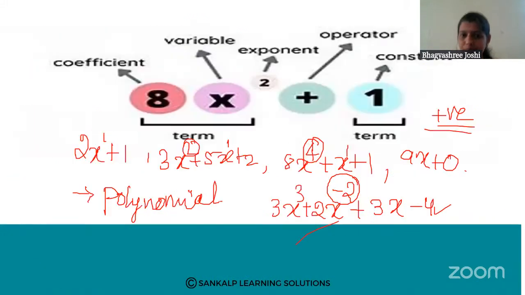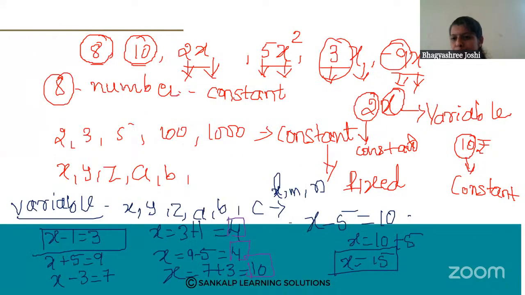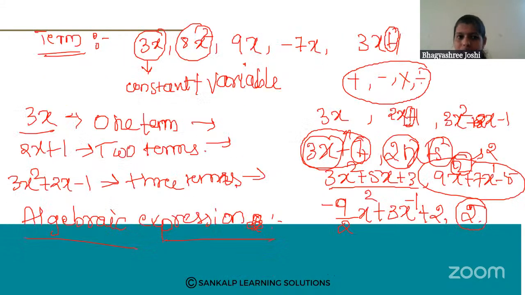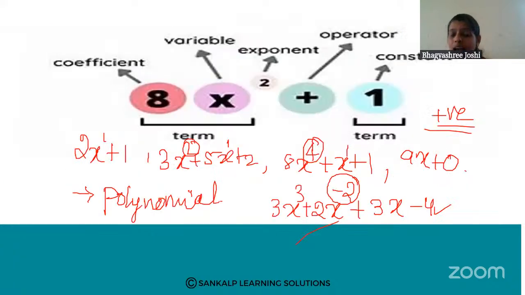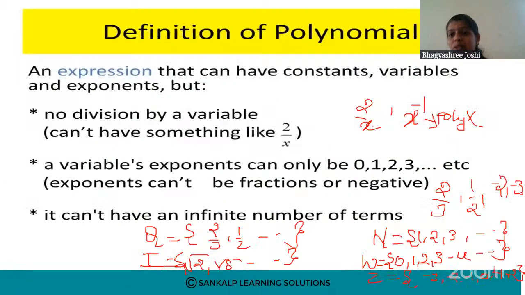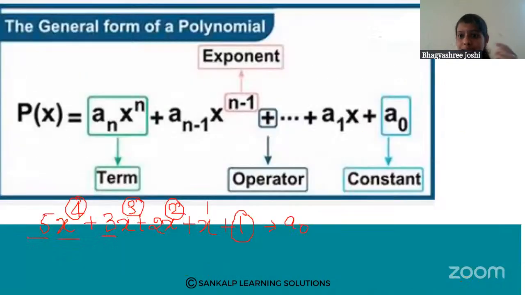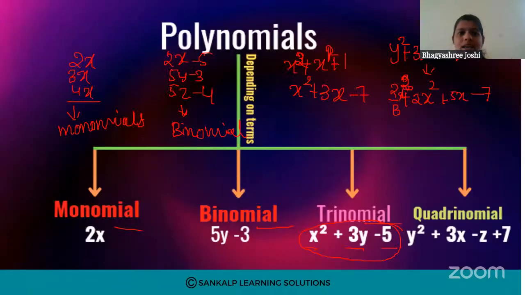See, yesterday we discussed the constant, variables, term, algebraic expression, and polynomial. What is the difference between an algebraic expression and a polynomial? We also discussed the definition of the polynomial, and the general form of the polynomial. Next, polynomials can be divided on the basis of terms and on the basis of degree. On the basis of terms, that is monomial.